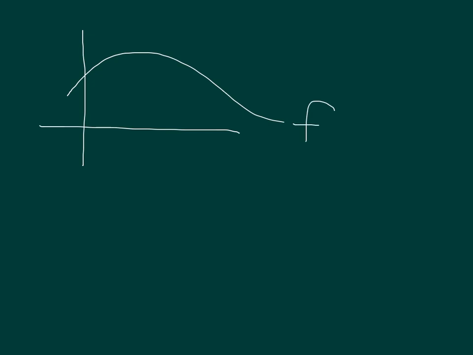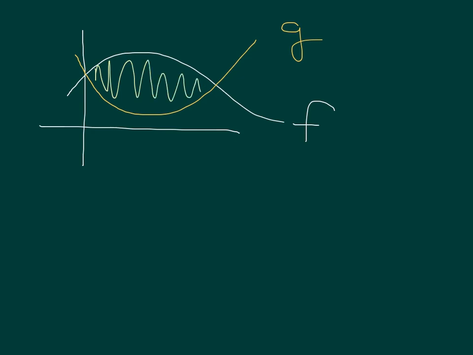We've already in the past found the area between a function and the x-axis between two boundaries. But sometimes we have more than one function involved. For instance, if I had, say that is function f, and this is function g, and I want to find this area between those two functions.